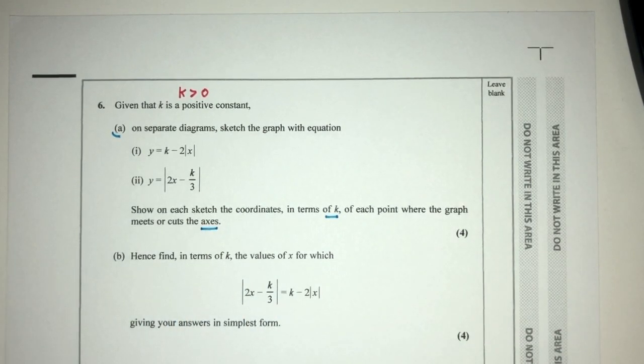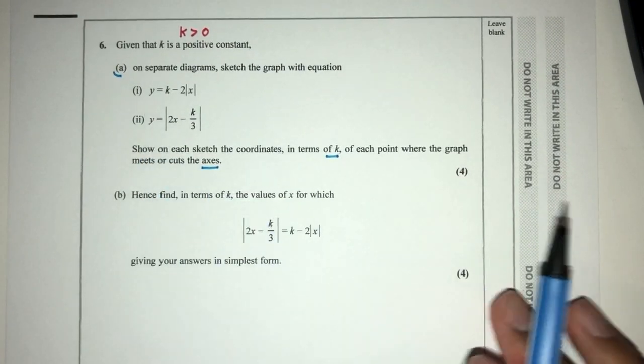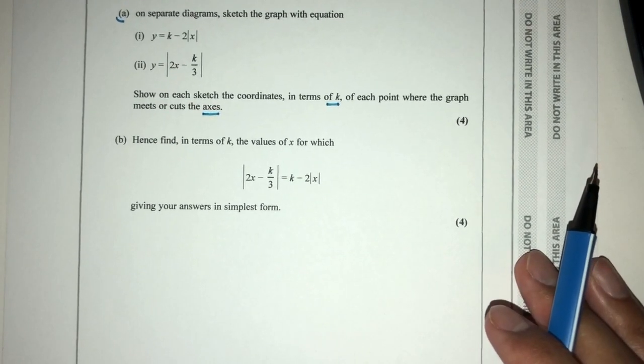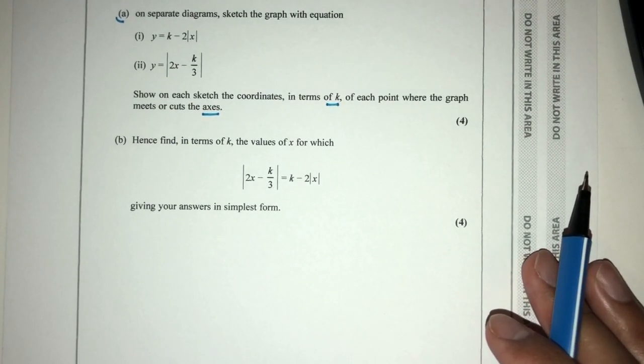So let's do one by one, right? So let's start with the first one. First one, we have this, y equal to k minus 2 modulus of x. So I would say in that case, what can we do? Let's begin one by one.